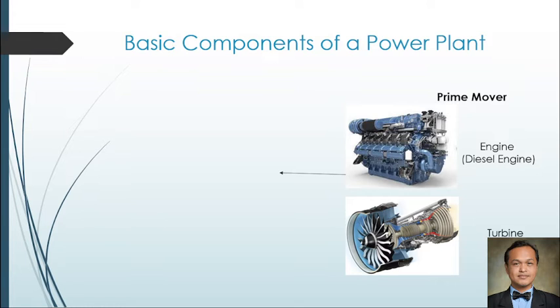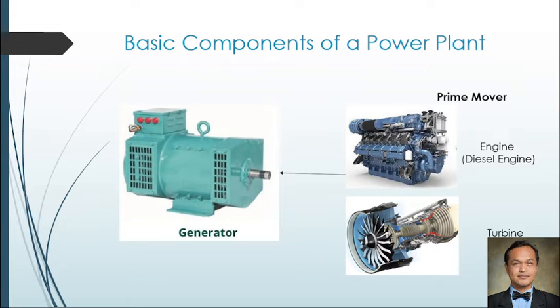After the prime mover, the prime mover is connected either directly or indirectly to a generator. As you can see, the two are coupled to each other in order to generate power. As the prime mover rotates the generator, it will convert the mechanical power into electrical power. The generator is the one that converts it.